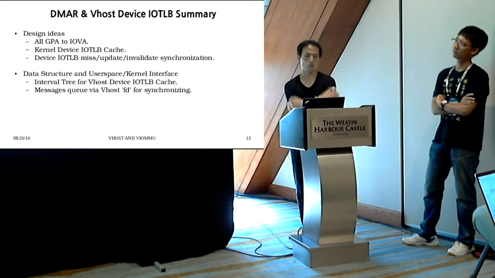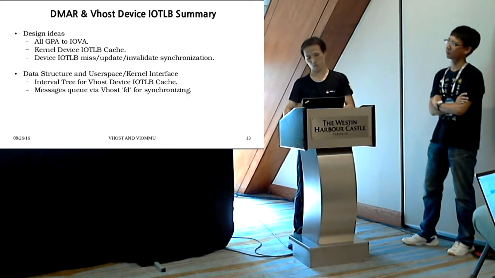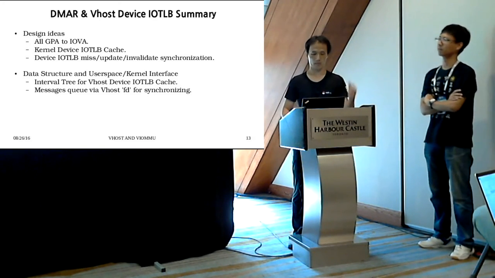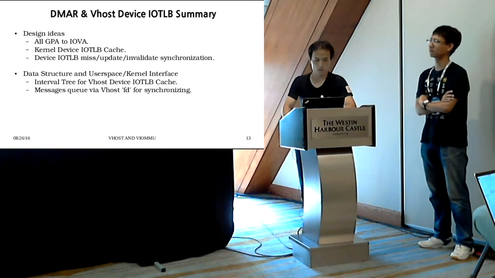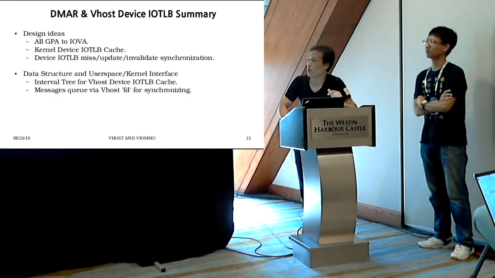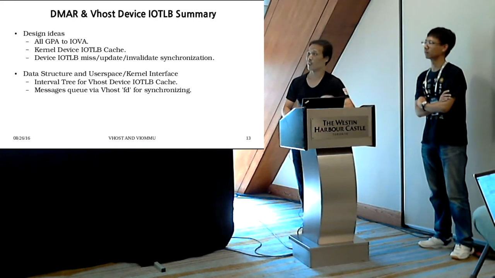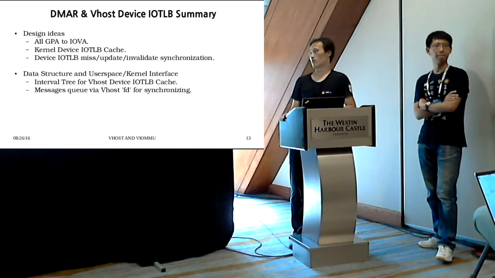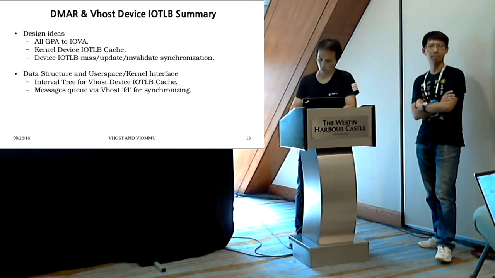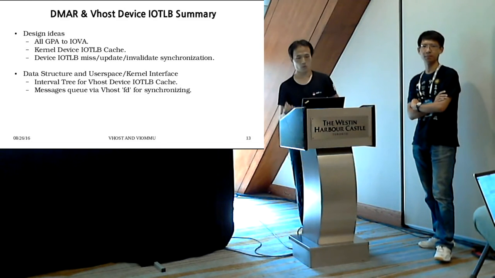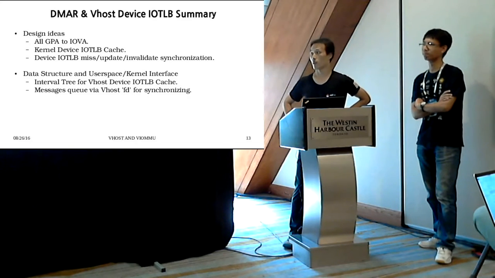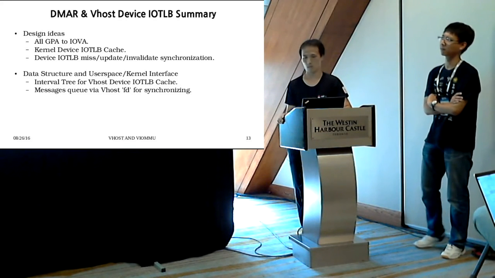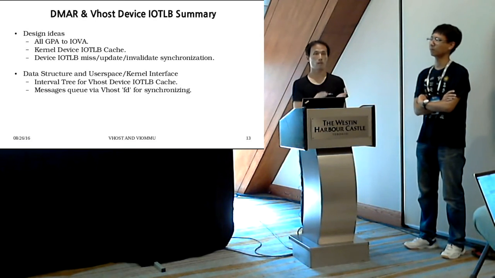The data structure and the user space and kernel interface is also quite straightforward. We introduce a new interval tree to save the IOTLB entries. The interval tree is a structure based on the current red-black tree in the kernel, so it has very good performance for high frequency updates, inserts, and delete operations. And the message queue was also introduced via the vHost FD for synchronization. Iterations were introduced to keep them serialized.